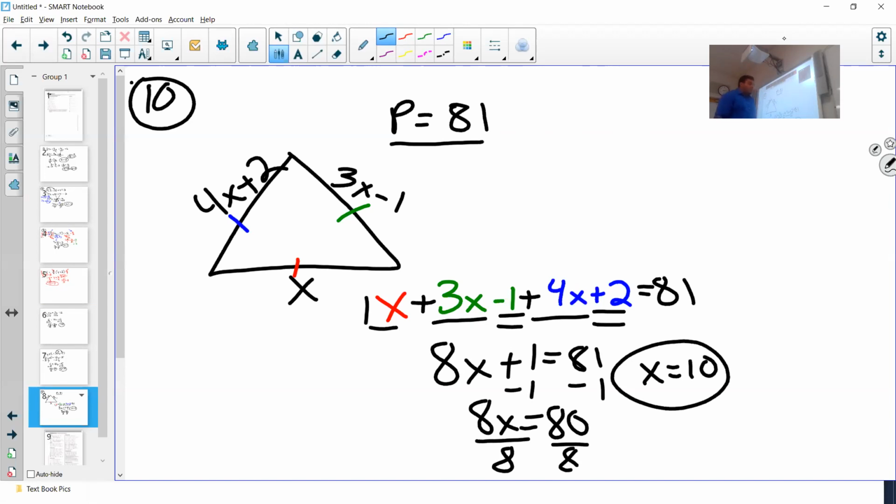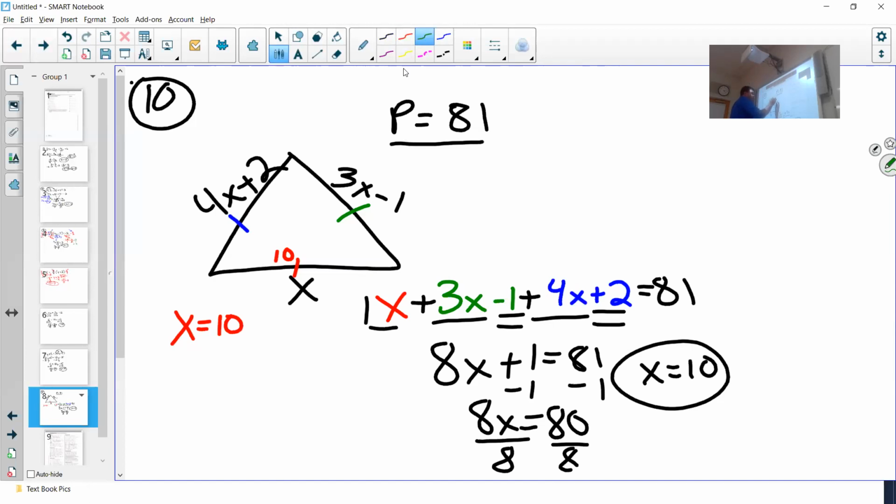Now x equals 10 is good to have, but the question is not what is x. The question in the word problem is what is each side. So what I'm going to have to do is take that x and plug it in for each one. I'm just going to color code it so it's a little easier for us to follow. So here is just x. So the red side is just 10. This is 10 inches.